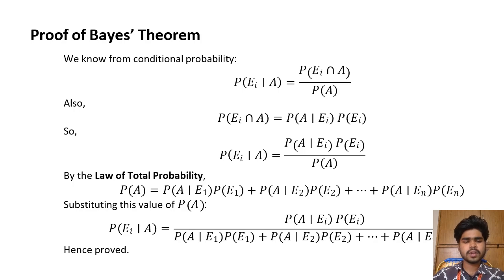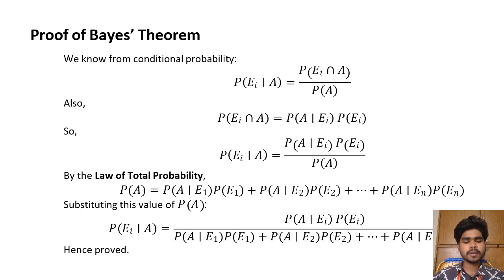So by the law of total probability, P(A) equals P(A|E1) into P(E1), plus P(A|E2) into P(E2), up to P(A|En) into P(En). So substituting this value of P(A).